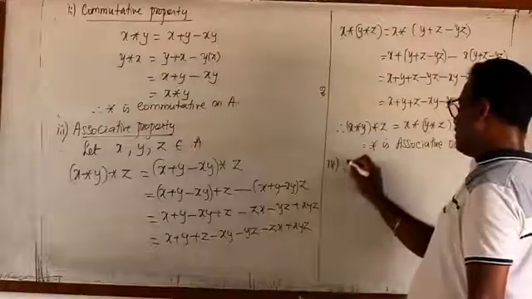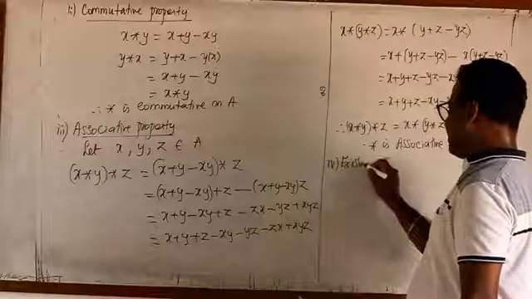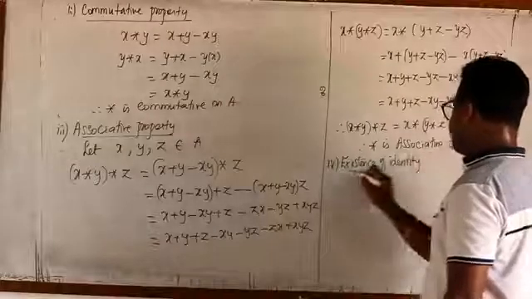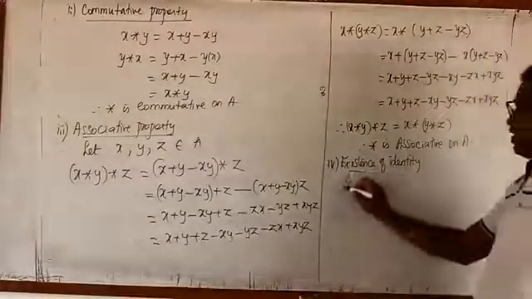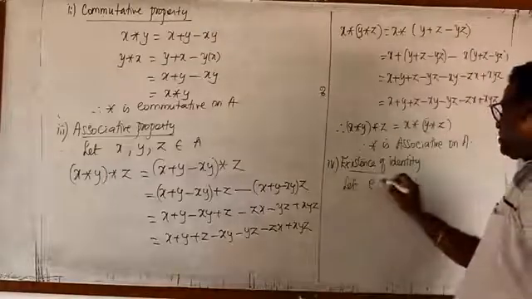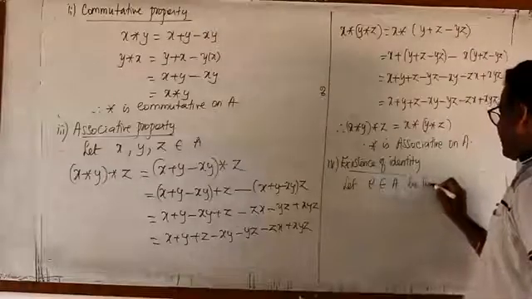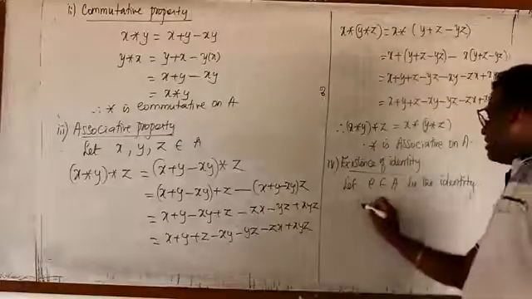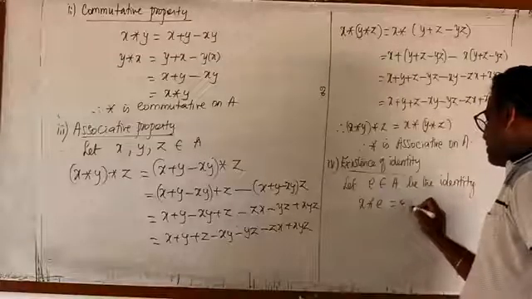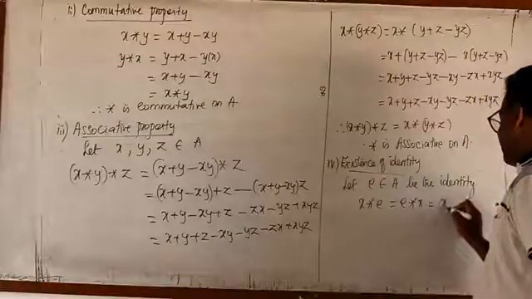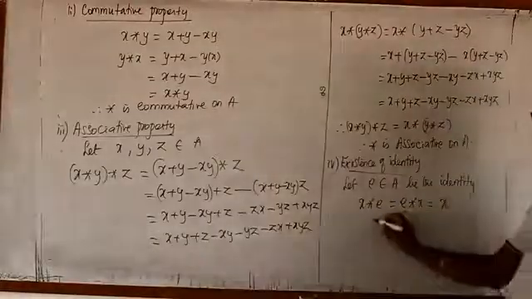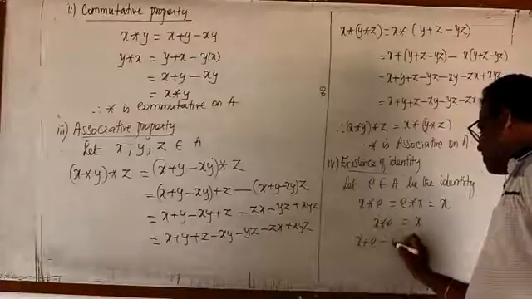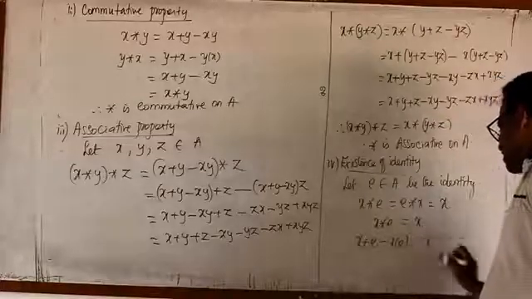Now, fourth one, existence of identity. I do not know the identity, so let e belonging to A be the identity element. That means e is not equal to 1. That means either x star e or e star x, it will give me x. So, x star e equal to x: x plus e minus x into e equal to x.